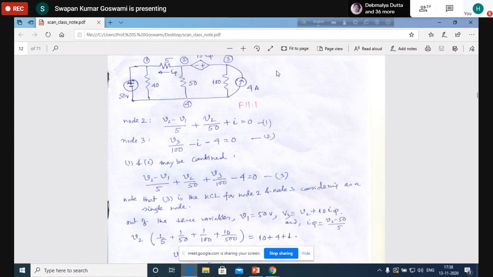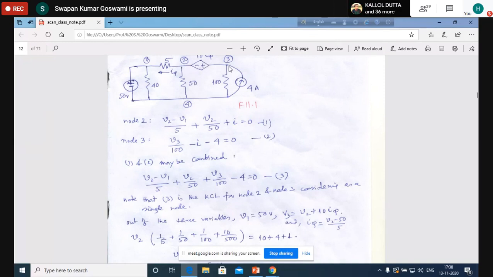Am I clear? Now, if you do this, what does the expression say? This expression is now combining node 2 and node 3. Here, V1 is known, V2 and V3 are unknown. Single equation, two unknowns. So can you solve it? It appears that it cannot be solved, but you can solve. Why can you solve? Because V1 is already known, 50 volt, and V3 you can write in terms of V2.